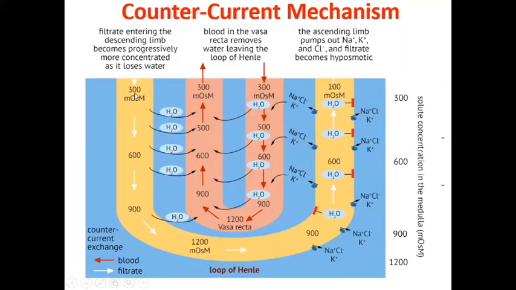So this fluid is at 300 milliosmolar. As it's going down, water is moving from the lumen into the interstitium. So the osmolarity is increasing. You can see from 300 it has gone to 600, to 900, then later on to 1200, because water is moving. At the same time, if this water is not being reabsorbed into the vasa recta, you'll find that this water will start diluting the hyperosmolarity of the interstitium.